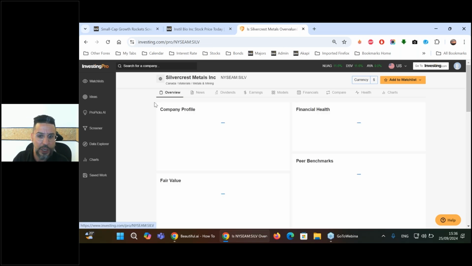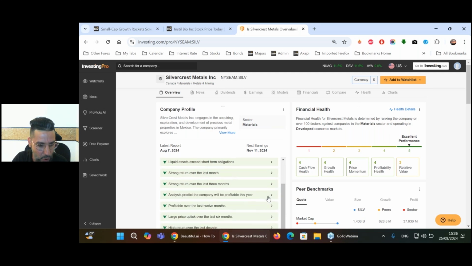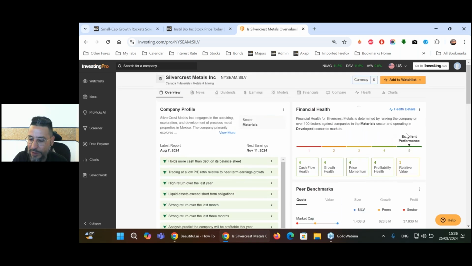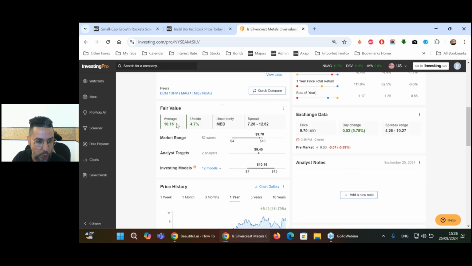If I'm pulling up the financial health score, excellent performance. You don't see too many of these. This is a name which I would like to add, and based on what I see here, the deeper drill-down, pro tips, all green, very, very positive, excellent financial performance, scoring near perfect on almost every criterion. Fair value still shows some upside.